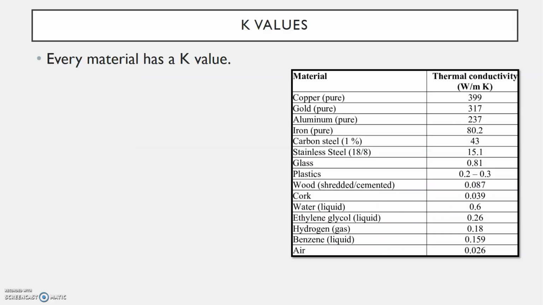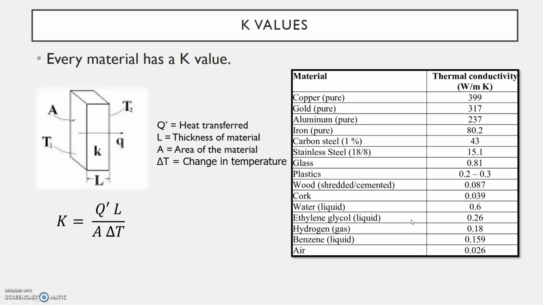Here are some K values, some thermal conductivities of different materials. Copper, at 399, is a very good thermal conductor, while air is at 0.026, a very poor thermal conductor. It's actually one of the worst conductors of heat. You can also see that cork and wood are very, very good insulators.